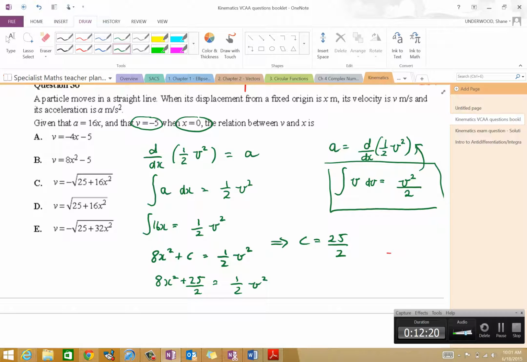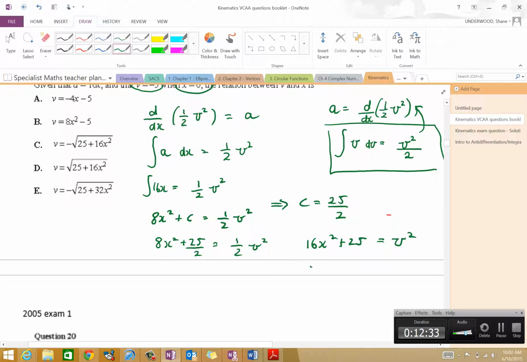So I have to do a little bit of rearranging here. I'm going to multiply both sides by 2. So therefore I've got 16x squared plus 25 is equal to v squared. And then I'm going to say that v is equal to the square root, now plus minus, be careful, don't remove any of that, of 16x squared plus 25.